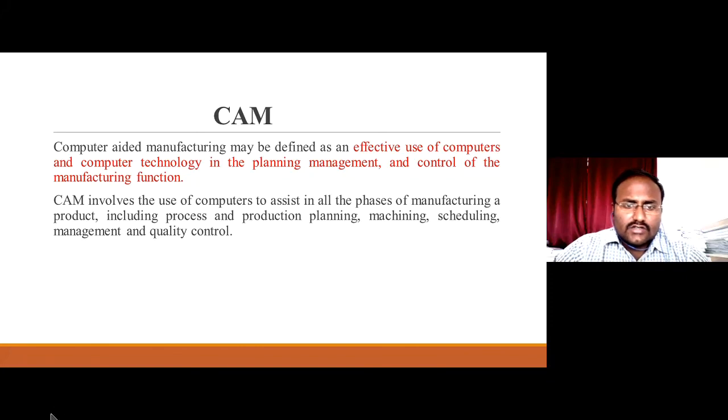Okay, the next thing is CAM. Normally, computer-aided manufacturing may be defined as the effective use of computers and computer technology in the planning, management, and control of the manufacturing function. Computer manufacturing involves the use of computers to assist all phases of the manufacturing process, including process and production planning, machining and scheduling, management, and quality control.